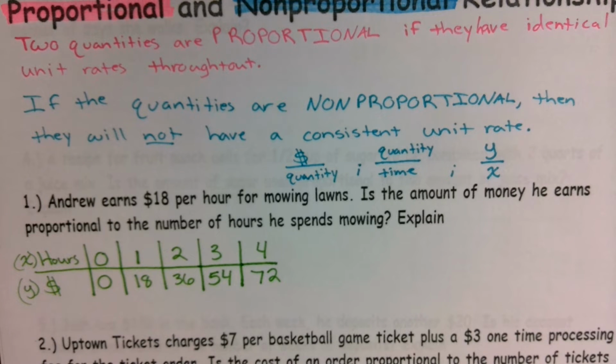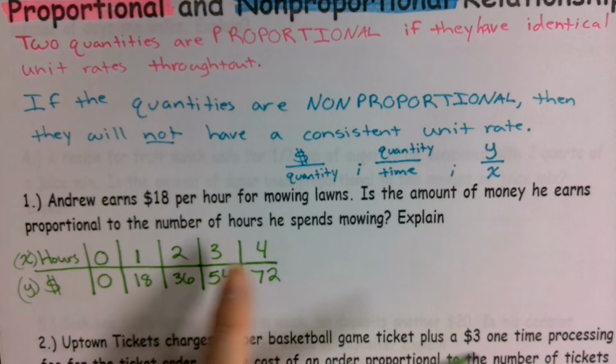Okay, so this is a table of sufficient amount of information. We know that if he doesn't work, he doesn't earn anything, and that each hour he works, he's earning $18 additionally, right? So what we're going to do is we're now going to check the unit rates. The very first value, 0, 0, we don't worry about that because 0 over 0 is always going to come out as an error. We're not going to worry about that amount.